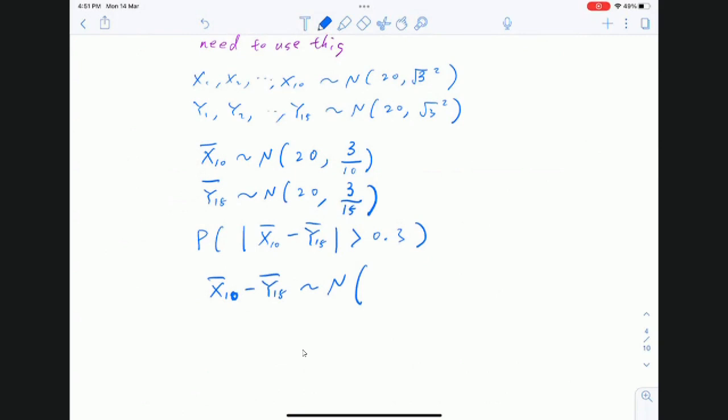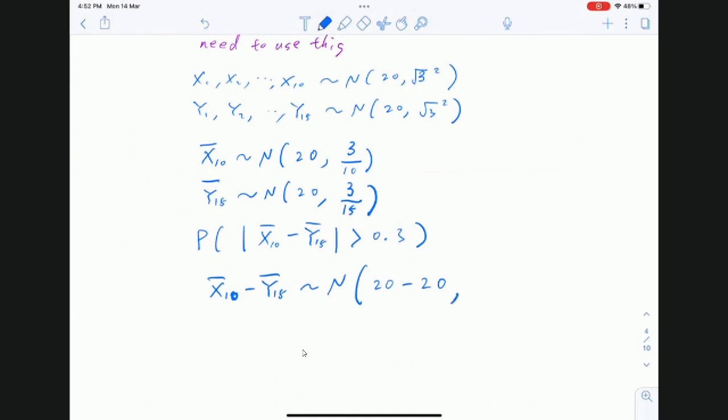You have two normal random variables. This is a normal random variable. This is also a normal random variable. If they are independent, because they are from independent samples, independent normal random variables added together will have a distribution also normal. And the mean will be obtained by, you have a difference of them, the mean will also be equal to the difference of them, which is equal to 20 minus 20. The mean of x bar 10 minus the mean of y bar 15.